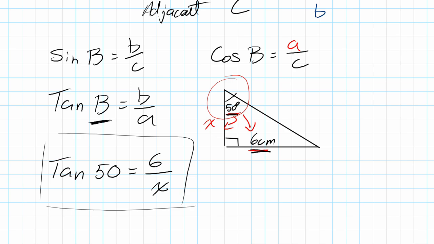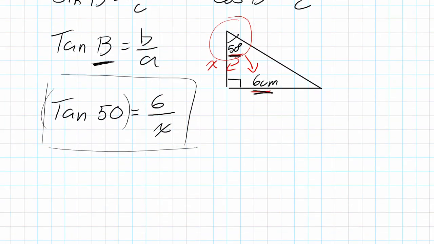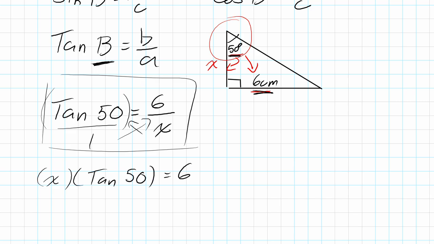Then the next piece is just carrying this out, trying to figure out what the answer is to this. I'll quickly show you how to algebraically manipulate this. Think of this like tan over 1. I can do some cross multiplication to get my x over here. So it'd be x times tan 50 is equal to 6. And then I have to get x by itself. So in other words, I divide both sides by tan 50, right?